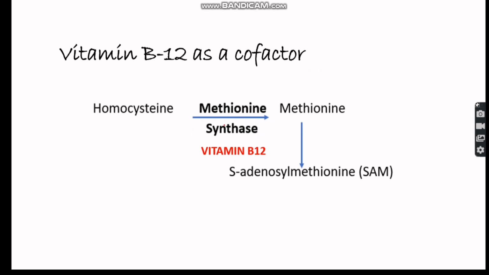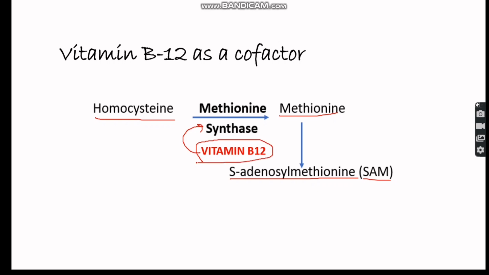So methionine synthase is an enzyme and it catalyzes the conversion of homocysteine to methionine. And then this methionine is required for further production of S-adenosylmethionine, also written as SAM. So this methionine synthase requires a cofactor, that is vitamin B12.